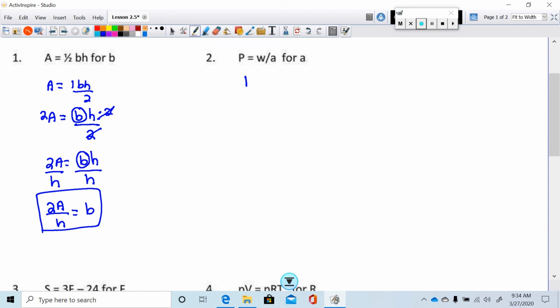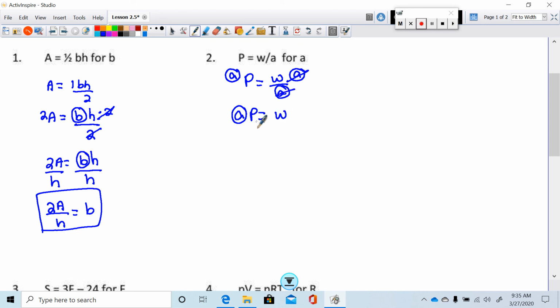This next one, P equals W over A. I'm still going to do like I said before, get rid of the fraction of the denominator by multiplying both sides by that. So I'm going to multiply both sides by A. So I get AP equals, top cancels with bottom, W.